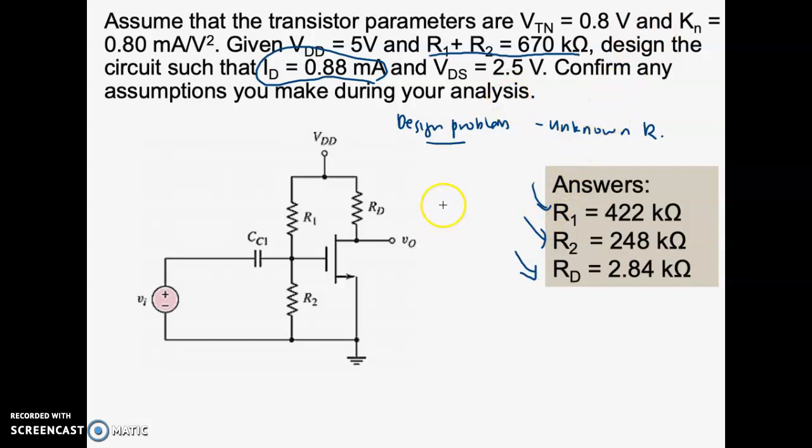Remember, when you do MOSFET, you need to assume. Once you write the word assume, you need to confirm whether your assumption is correct or not. The question will always say confirm any assumption that you make during your analysis. So please try this example and submit after you have done it. If you have any question, please let me know. So that's all for the DC analysis. Thank you so much. Assalamualaikum.